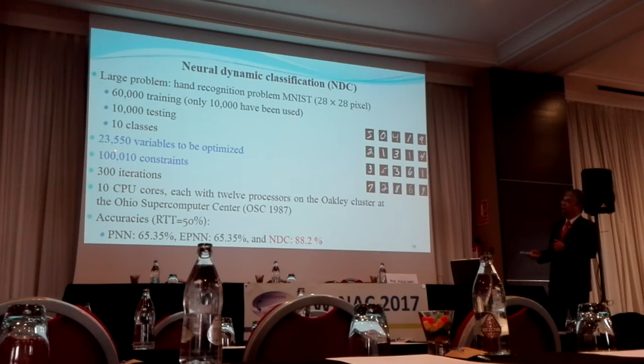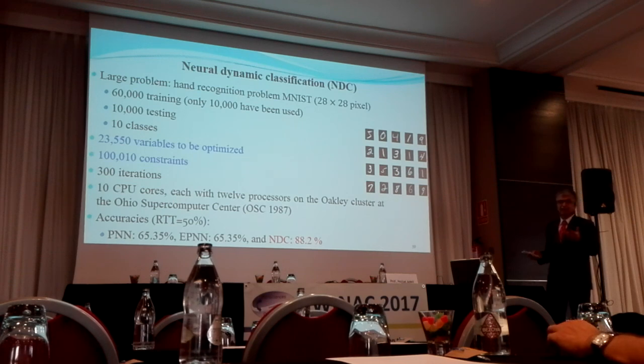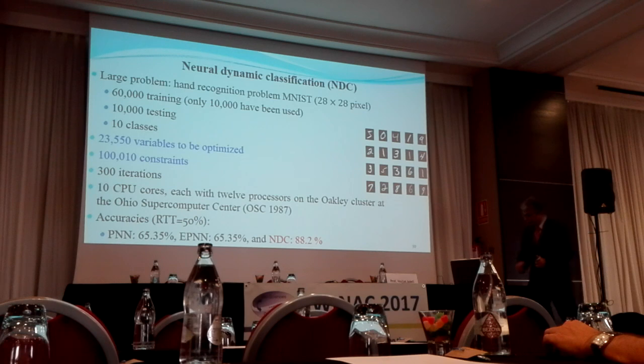And look, we have 23,550 variables to be optimized. Very large scale optimization problem. And we have more than 100,000 constraints. We perform 300 iterations here, and this had to be done on a supercomputer, at the Ohio Supercomputer Center. Here you see some examples of accuracy results for RTT of 50%. PNN gives you 65%, EPNN gives you 65%, and NDC gives you 88%. So you get the highest accuracy from this new neural dynamic classification algorithm.